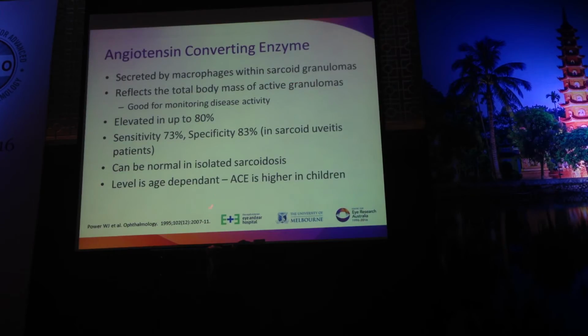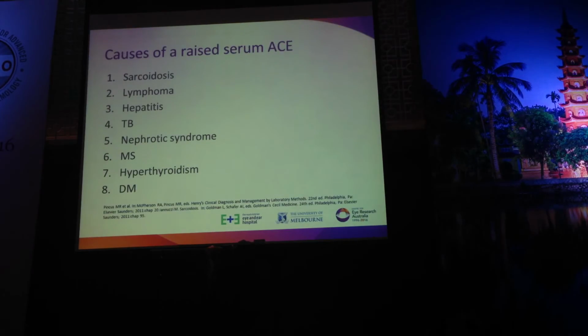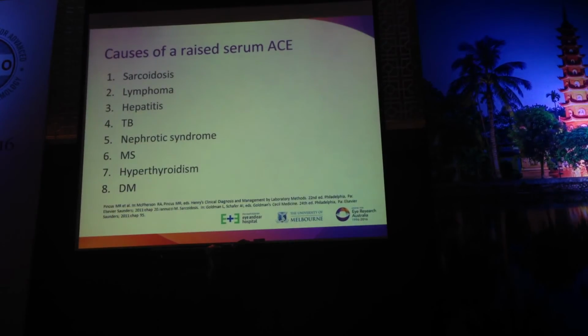And the other thing also, the level is age dependent, so if you do this in children, under the age of 18, it may be normally high, so it may not be relevant if you're ordering this in the young child. The other thing is that ACE is not specific. You can see here a whole host of diseases that cause a raised ACE. And up here is TB, which is the one thing you've got to be very careful about. So again, it's not specific. It helps with circumstantial evidence, but it doesn't give you the slam dunk diagnosis.